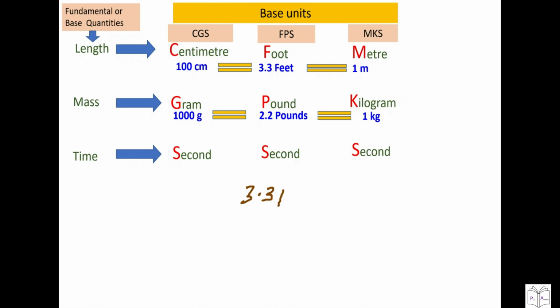We can write 3.3 feet equal to 1 meter, or 1 foot equal to 1 divided by 3.3 meter. Of course, we can use calculator to find out this. It will be approximately 0.33 meter.